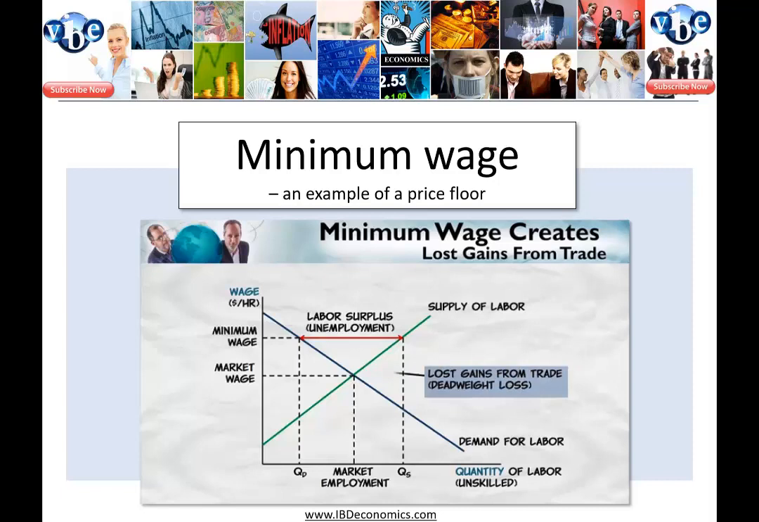These deals would be mutually profitable, but they are illegal. So there are buyers of labor who are willing to buy below the minimum wage. There are sellers willing to sell. These deals would be mutually profitable, but they're illegal. They're not made. Because of that, there are lost gains from trade or a deadweight loss.